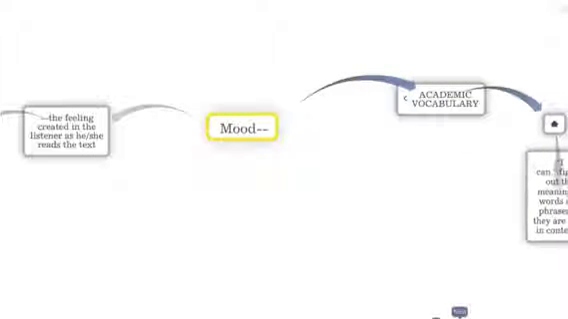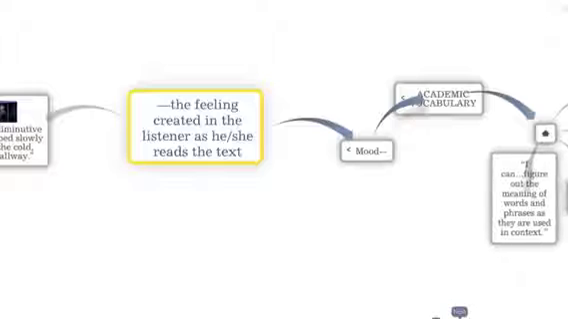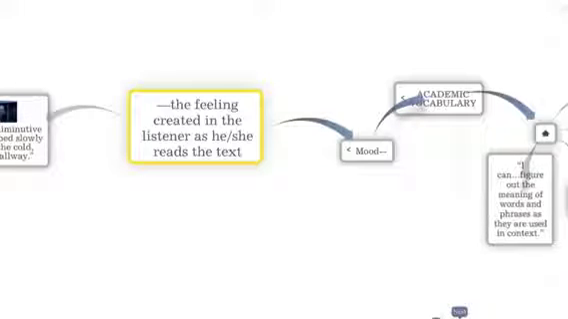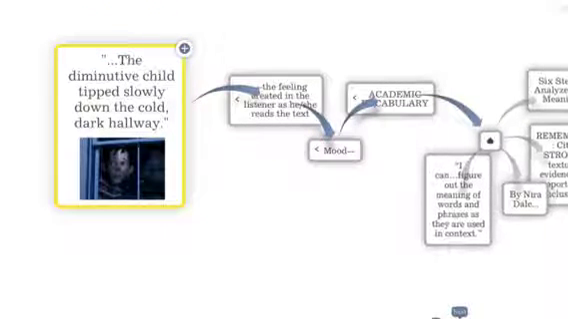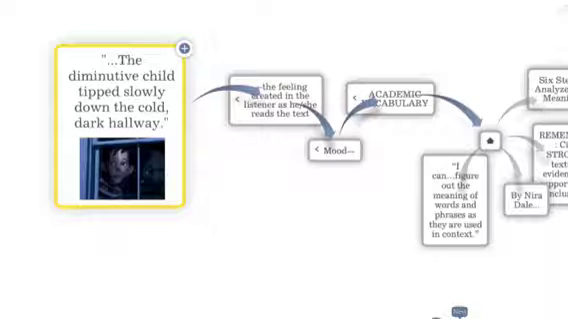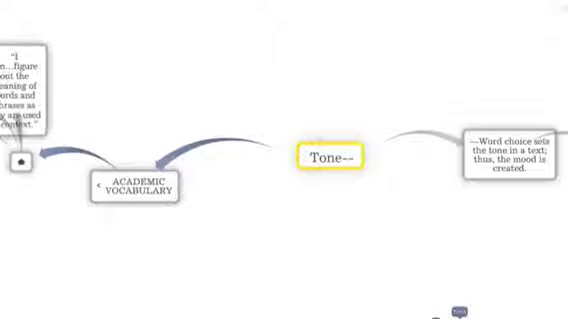Then you have mood. Words can oftentimes create a certain mood in something that you're reading. The author does this on purpose. The author wants to create a feeling that the reader or the listener can visualize in his mind. So let's look at an example. This sentence says, the diminutive child tips slowly down the cold, dark hallway. So we think of slowly and cold and dark and diminutive. These words evoke a gothic, more fearful mood as you read them. Those words were probably chosen for that purpose.